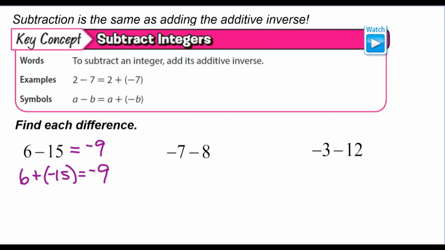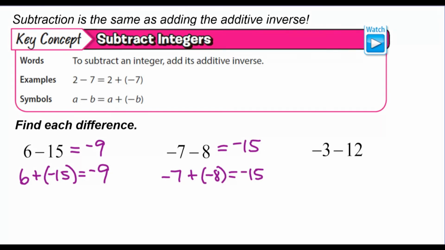Next one, negative 7 minus 8 is going to be the same as negative 7 plus the opposite of 8, which is negative 8. So negative 7 plus negative 8. These are the same sign. These are going to combine their values together. So two negatives is going to make more negative when we're adding. So negative 7 plus negative 8 is negative 15. That means negative 7 minus 8 is also negative 15 as well.